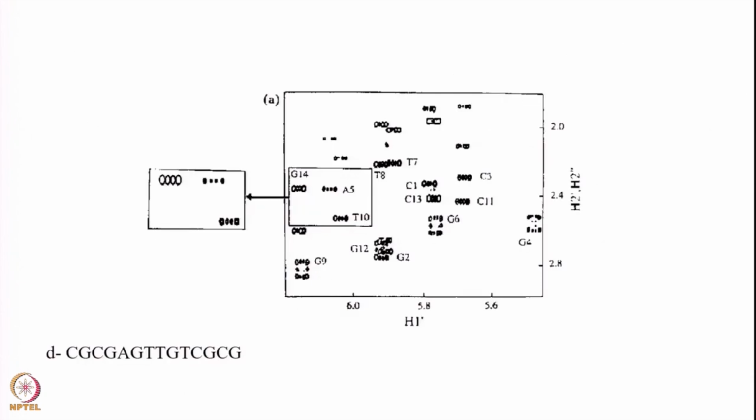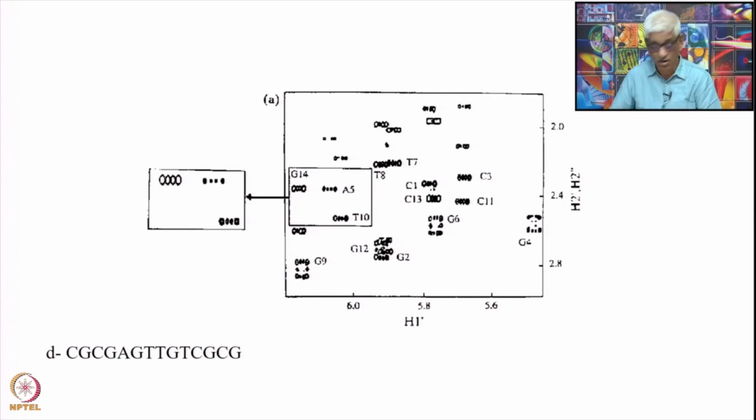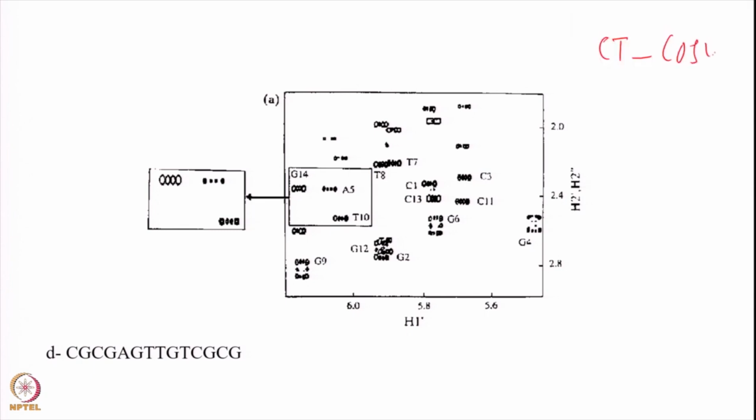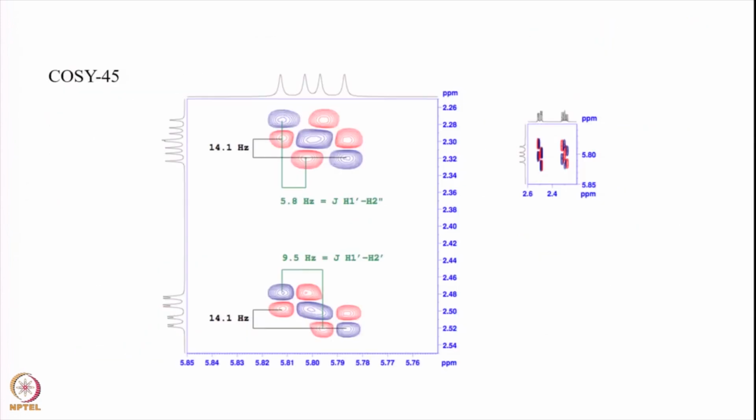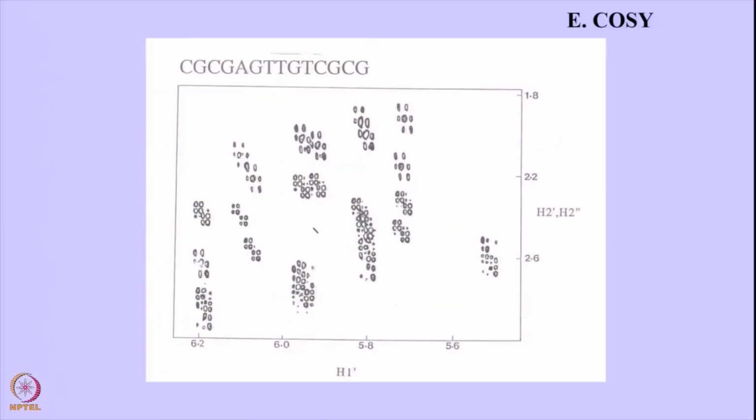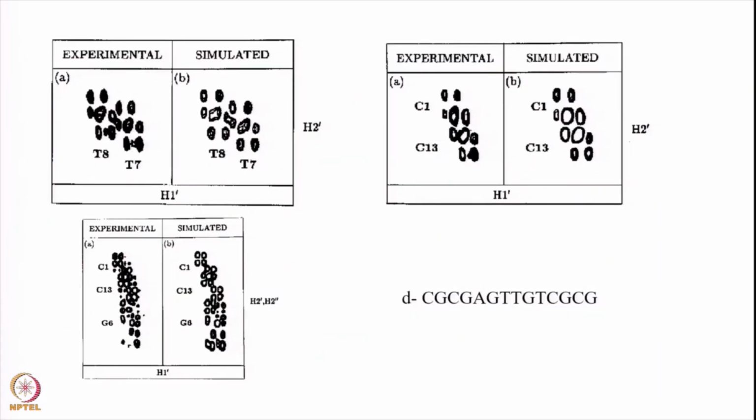Now this is the same spectrum which I showed you earlier of the same molecule. Let me go back and show you the corresponding one. This is constant time COSY. This spectrum is of the same region of the same molecule with the constant time COSY.